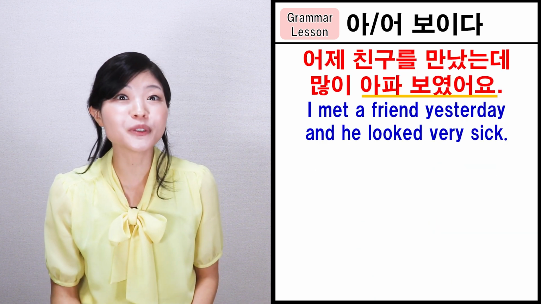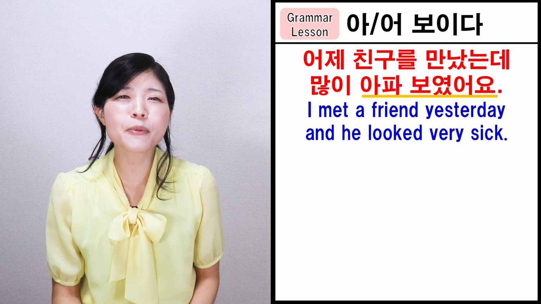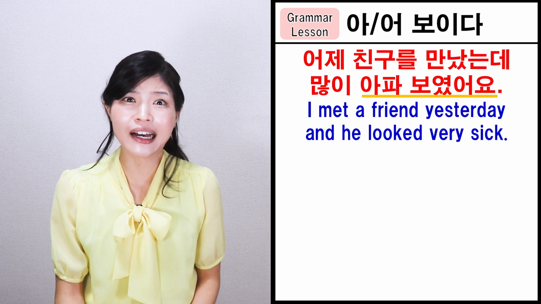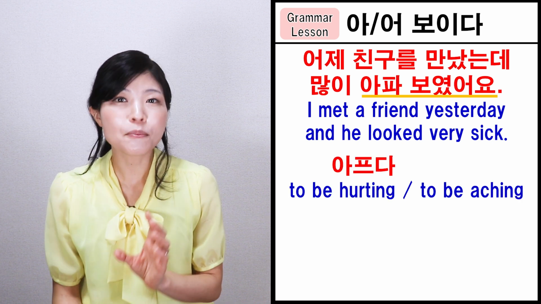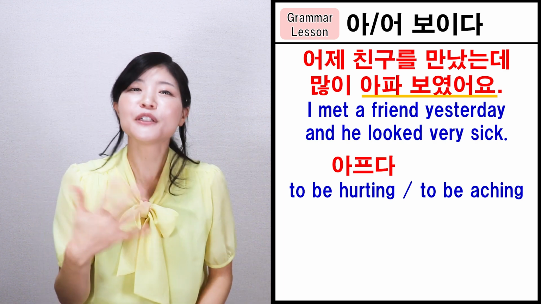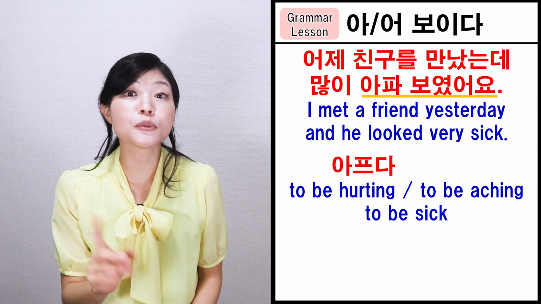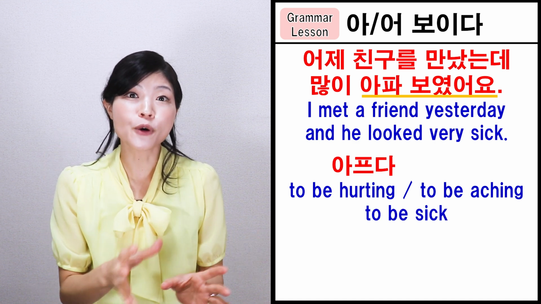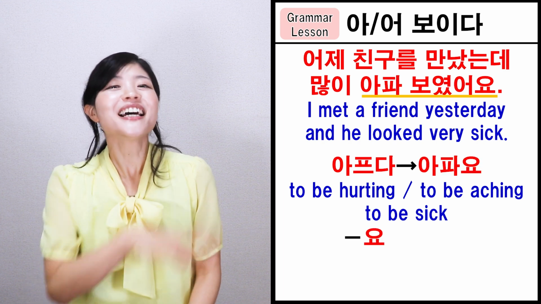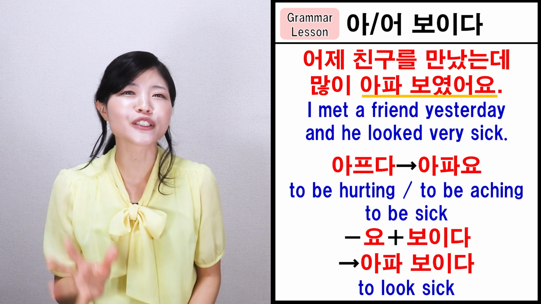Now, let's read a sample sentence. 어제 친구를 만났는데 많이 아파 보였어요. I met a friend yesterday and he looked very sick. I hope he's okay. Here, 아프다 is to be hurting or to be aching. But, if you use it on a person like this example, the translation becomes to be sick. Okay? The 요 form of 아프다 is 아파요. You remove your 요 from it, goodbye, and attach 보이다 to make 아파 보이다, to look sick.